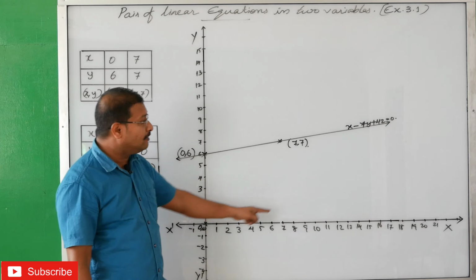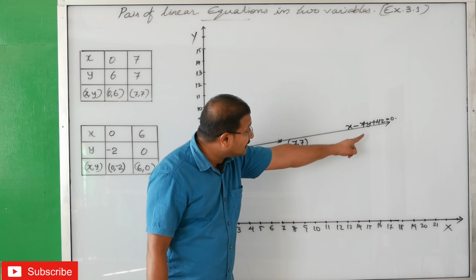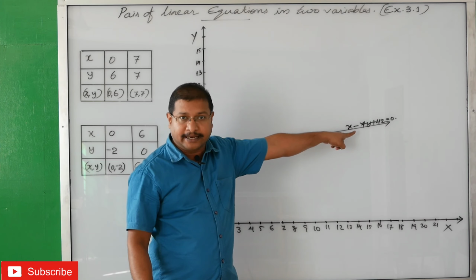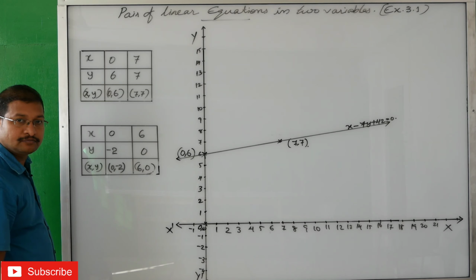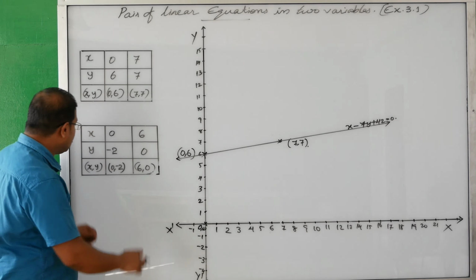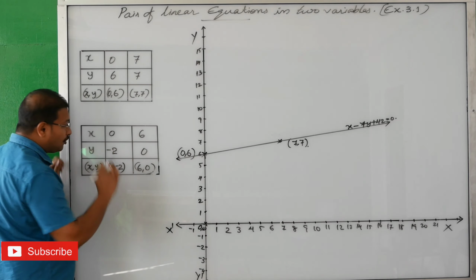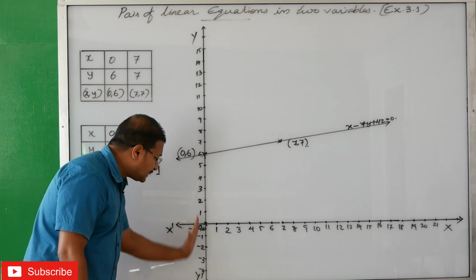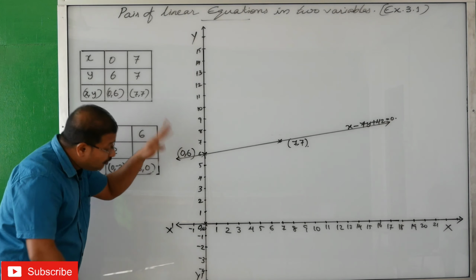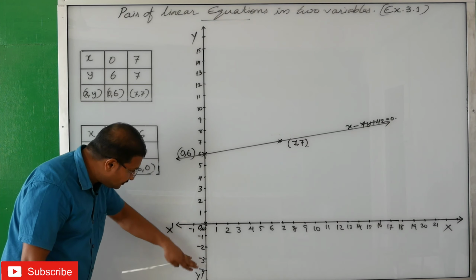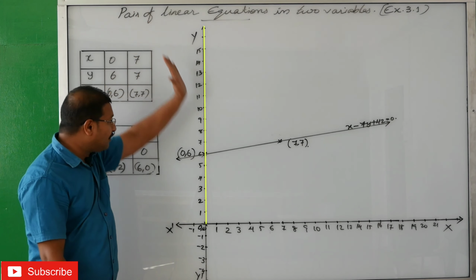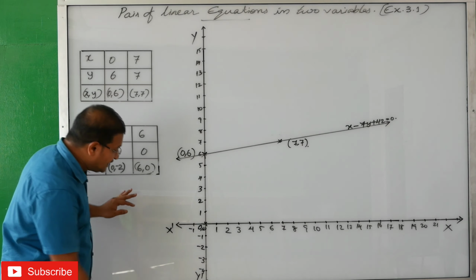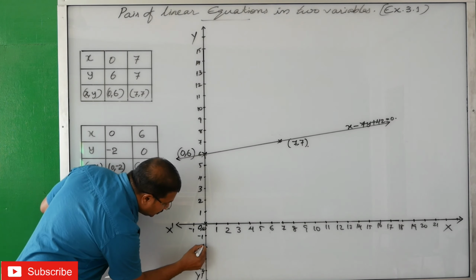So this first line we will mark here as x minus 7y plus 42 equals 0, because from that equation we got this line, isn't it? Ready? So let us see the second box. That is x equal to 0, y equals minus 2. x 0 means y-axis. And y minus means it will be downside. y is minus, downside. That means minus 1, minus 2. So this is the point.